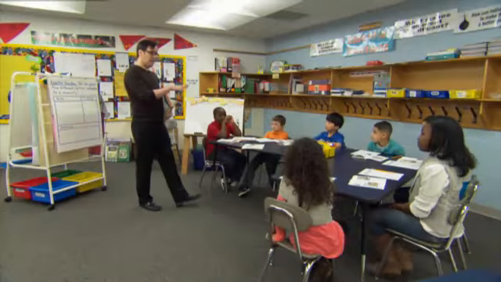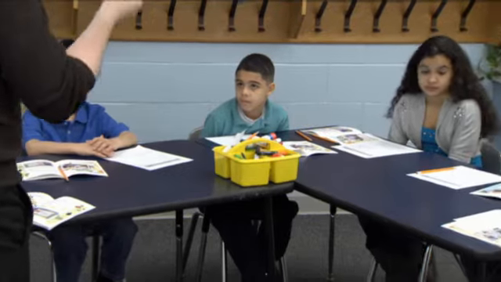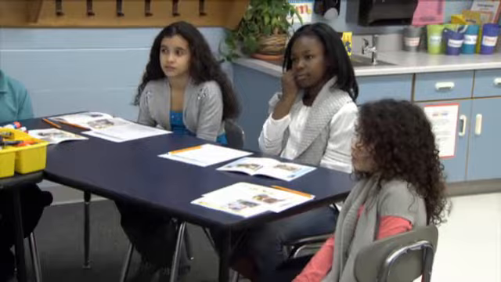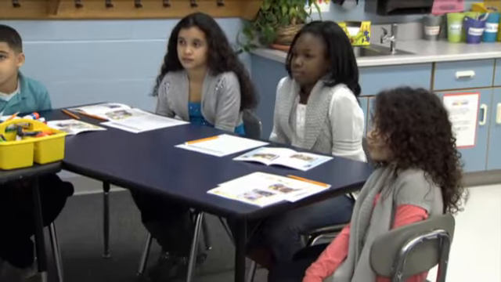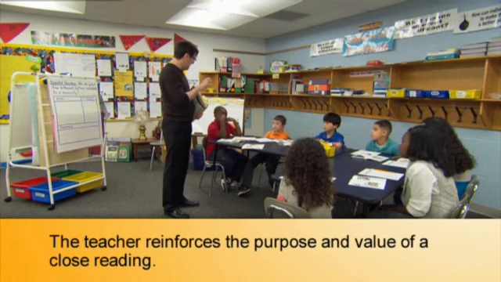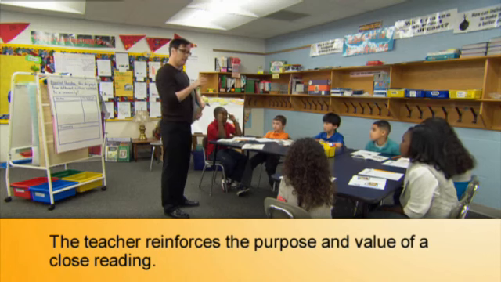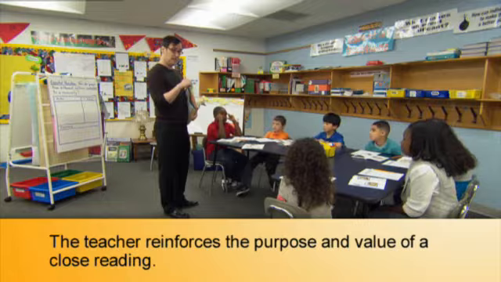I noticed as I was circulating and looking at your notes that there were some places in the story where a lot of you had some confusion. And it's really helpful after we finish the story to go back and do a second close reading where we really dig in and look at those places that were a little more difficult for us. So that's what we're going to do next, okay?